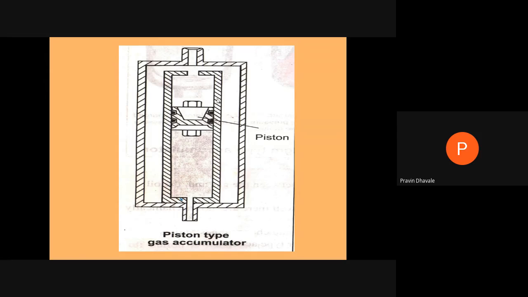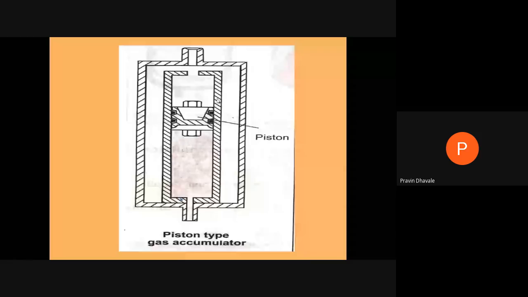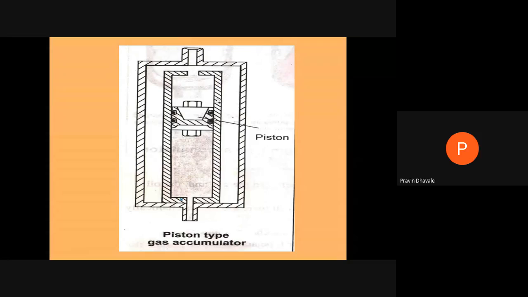Now, where is it to be used? Due to its expensive nature, its application is limited to high temperature systems with a smaller volume requirement. It means piston type gas accumulators are used in a system where high pressure hydraulic fluid is to be used, and the requirement of the system is related to smaller volume. Smaller volume and high temperature requirement is there. At that location, we can use the piston type gas accumulator.